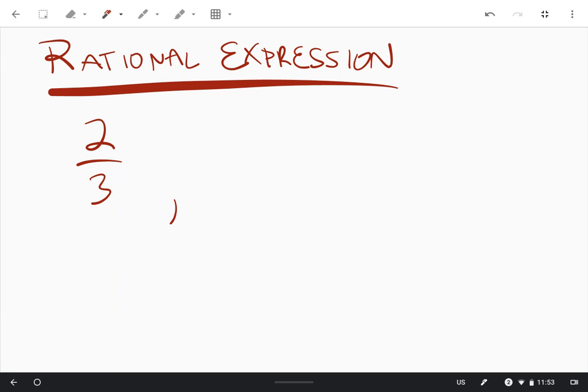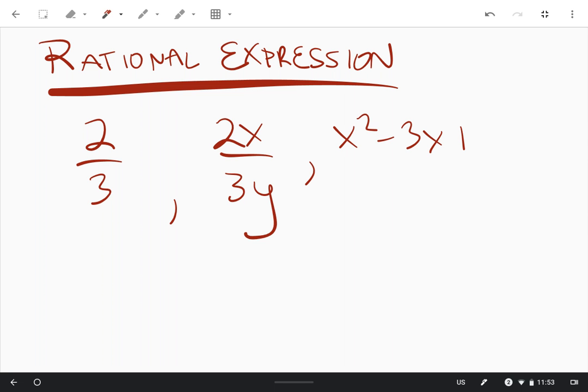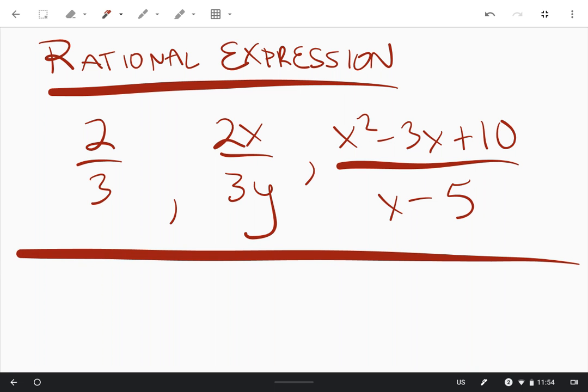But we're going to be looking at things more like 2x over 3y, or even more complicated than that, something like this, that is also considered a rational expression. So you can see how complex a rational expression can get, but the thing that ties all these together is that they are all ratios. They are all fractions. So our goal is to understand how to simplify these types of expressions.